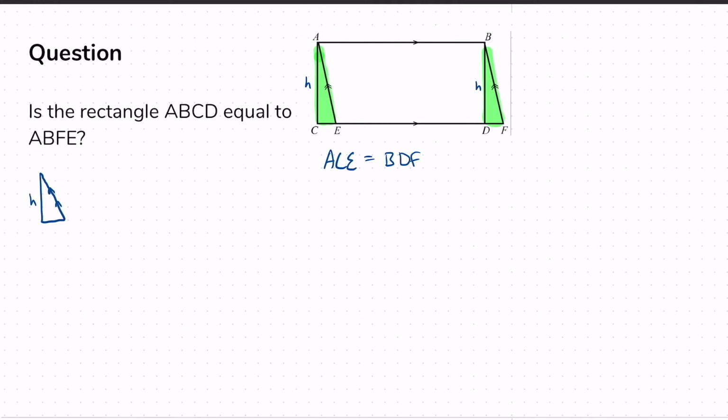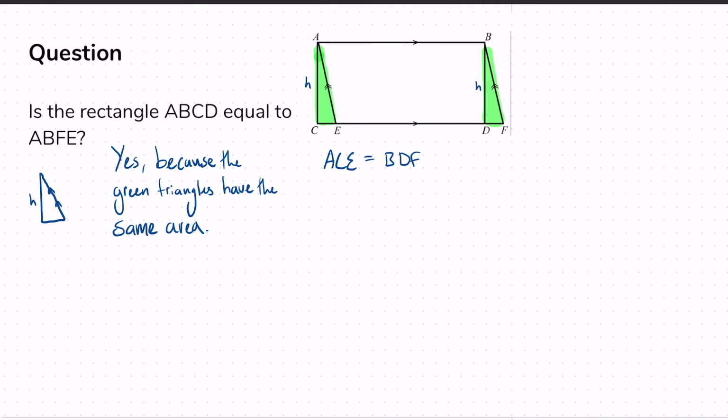So because of these parallel lines, and because that green triangle is being subtracted from the original rectangle, but then added to the parallelogram, the rectangle ABCD is equal to ABF. So the answer is yes. And the simplest way we can see that is because the green triangles have the same area.